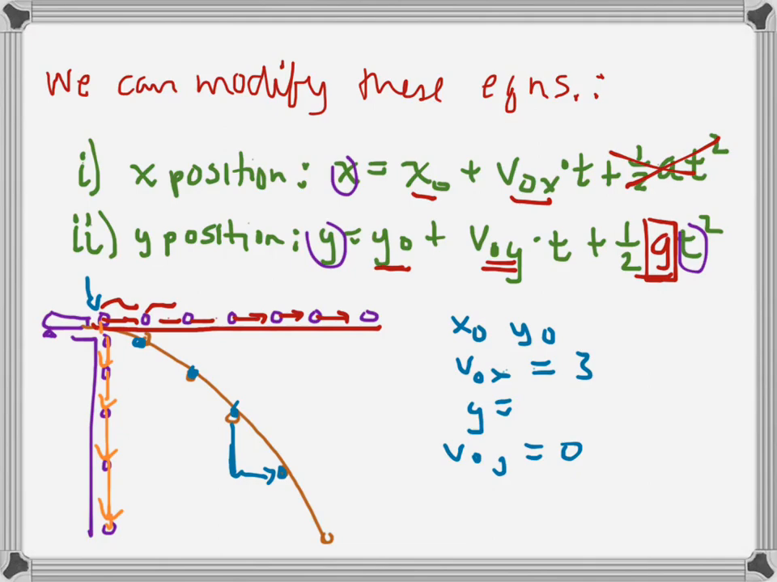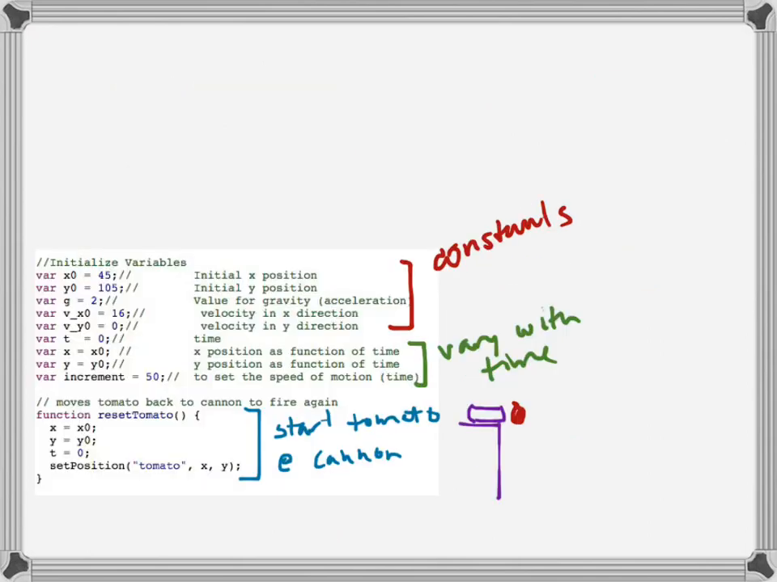Okay, let's look at some code. How do I code this? All right, we start by initializing our variables. So what you see is the first several values, x0, y0, g, velocity in the x direction 0, velocity in the y direction, those are all constant, so they're not going to change as we work through this little relationship.